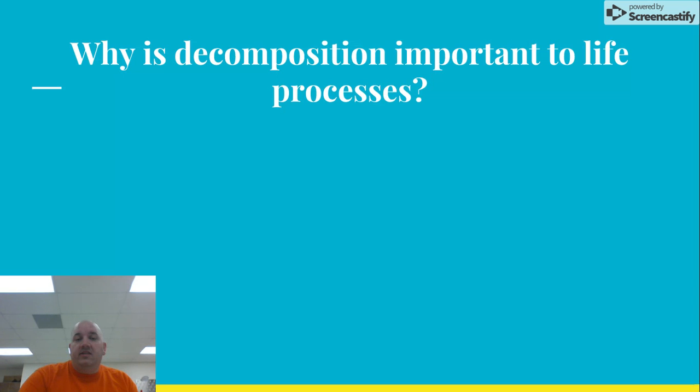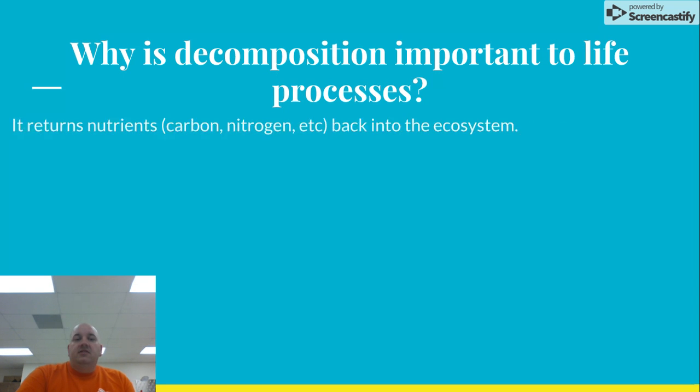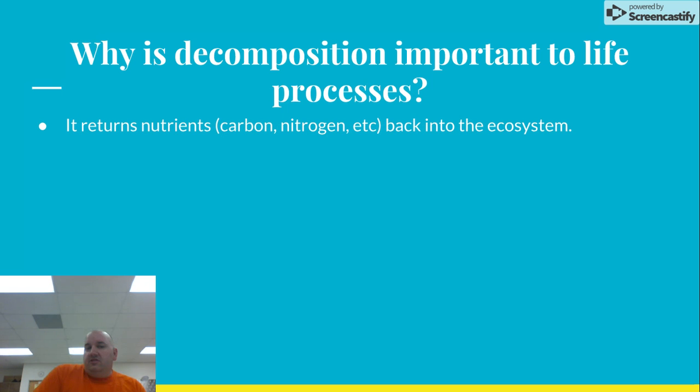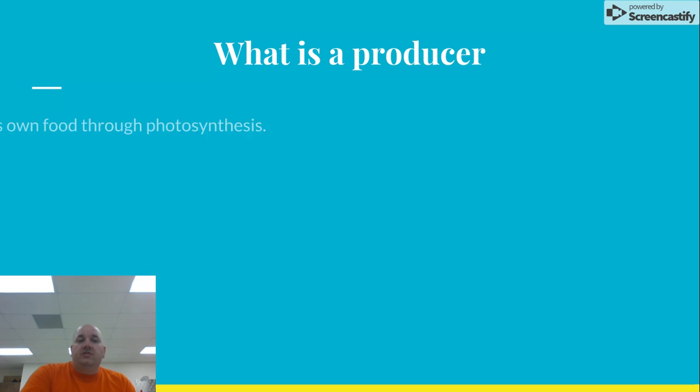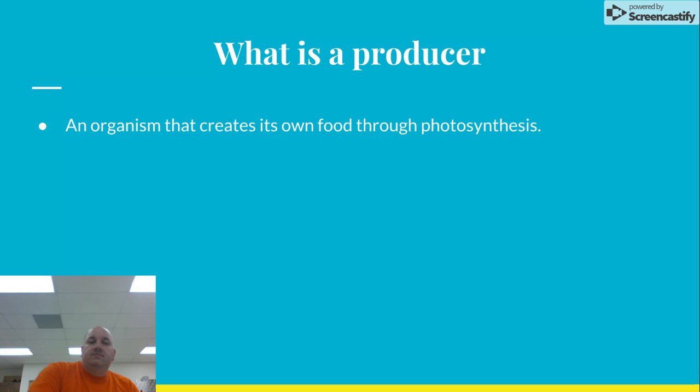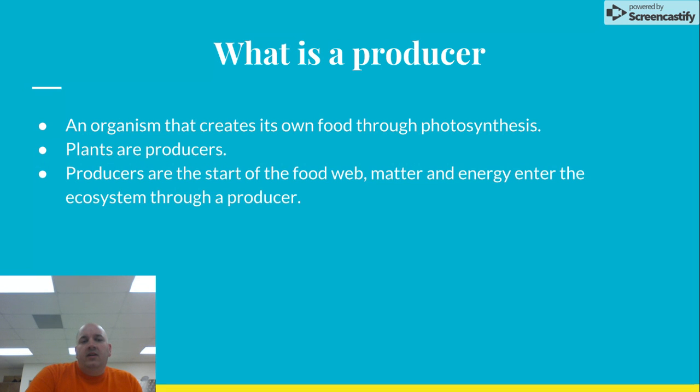Why is decomposition important to life processes? Decomposition returns nutrients such as carbon, nitrogen, and water back into the ecosystem. Think of it as a recycling process. A producer: producers are organisms that create their own food through photosynthesis. These are plants, trees, seaweed, etc. Producers are the start of the food web. They put matter and energy into the ecosystem.